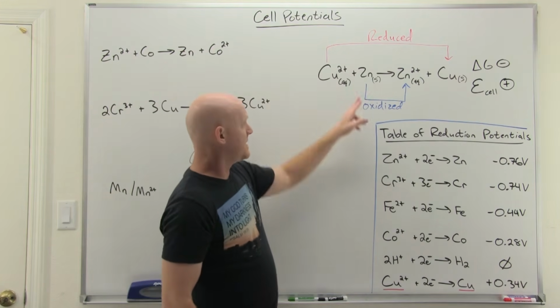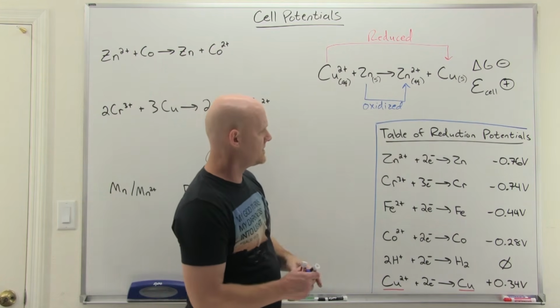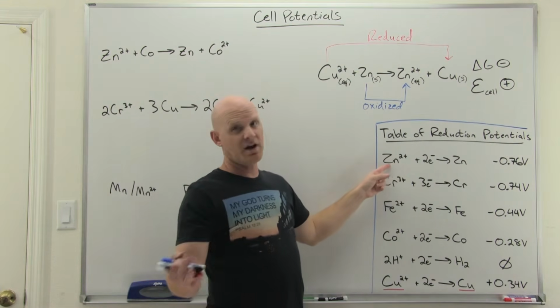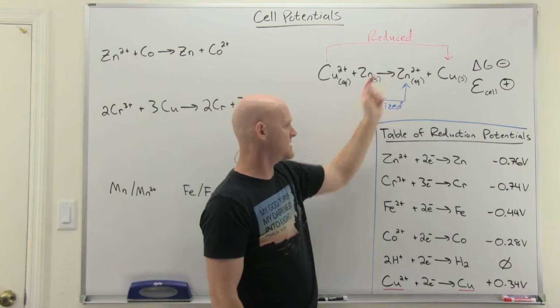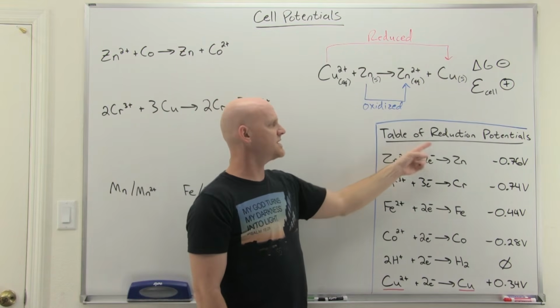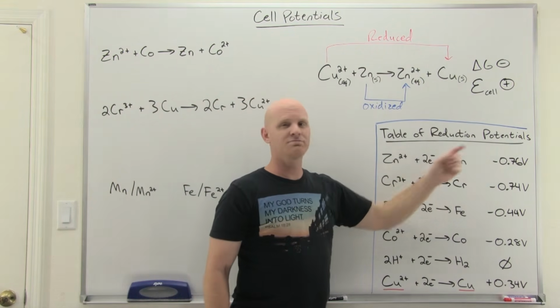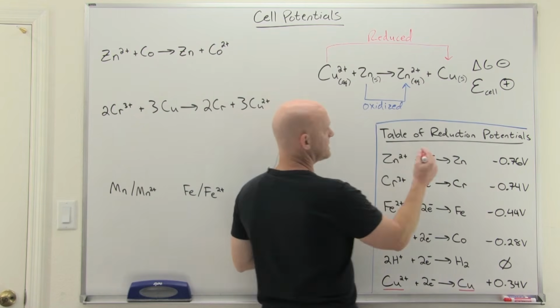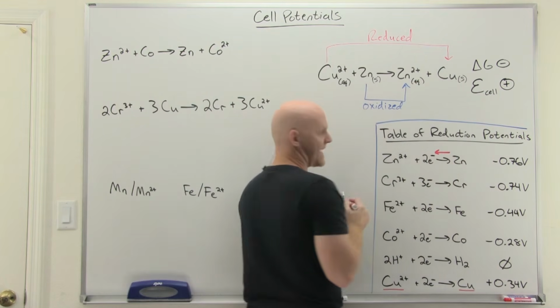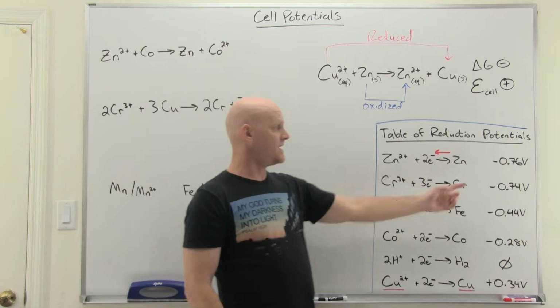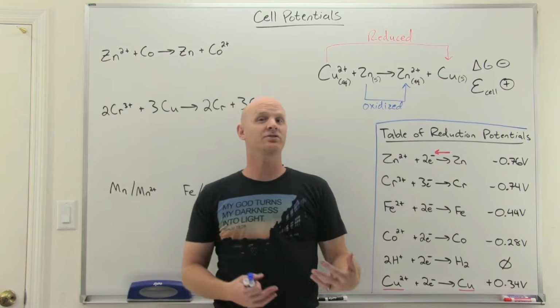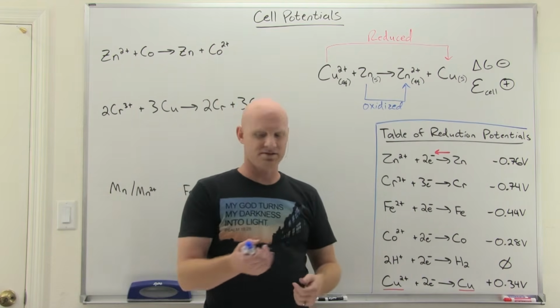If we look up here, we've now got zinc going to zinc 2+. If you notice, our table of reduction potentials only lists reductions. They don't list oxidations, and that's an oxidation. As a reduction, it's zinc 2+ to zinc, and it's negative 0.76 volts. But we're doing the exact reverse reaction. If we do the reverse oxidation reaction, it's not negative 0.76 volts anymore. It's actually positive 0.76 volts.